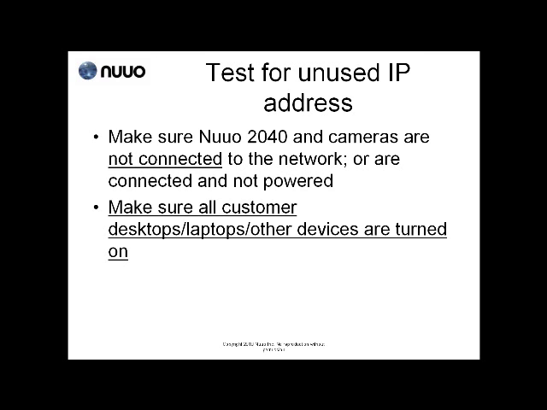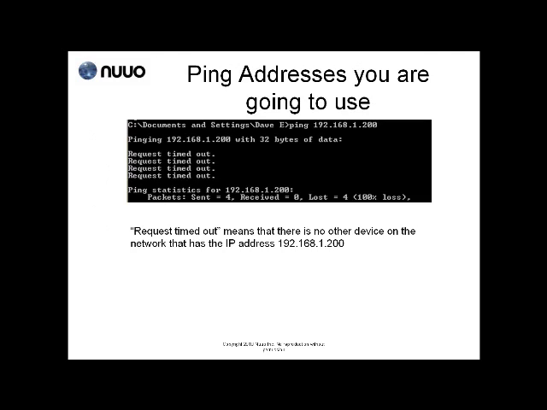You go to your command line, you type ping space 192.168.1.200, and if you get what I got here, which is 4 requests timed out, that means there's nothing out there on the network at the time we did the test that is using IP address 1.200, which means it's perfectly good for our use.